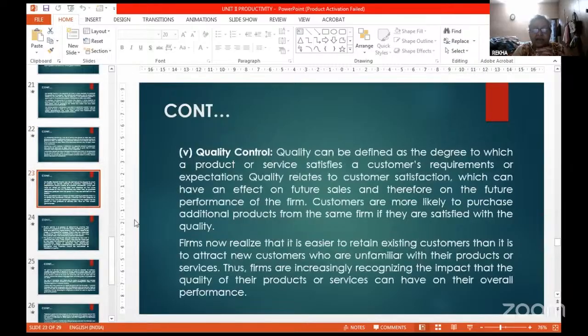Then quality control is also very essential. It is not the quantity, it is also the quality that matters. Quality can be defined as the degree to which a product or service satisfies a customer's requirements or expectations. See, quality, everybody does not want to own a Ferrari. Maybe the quality is very good, but you have to see what is your market, what quality they want, and what they can afford.